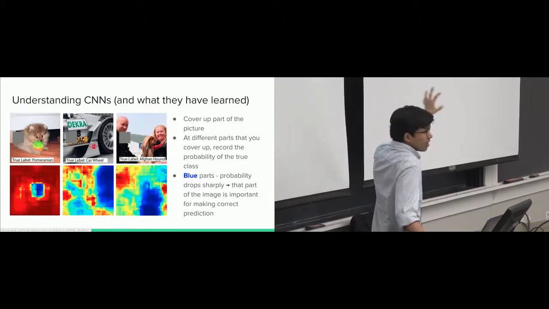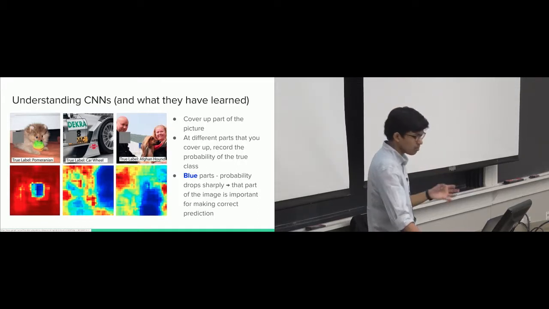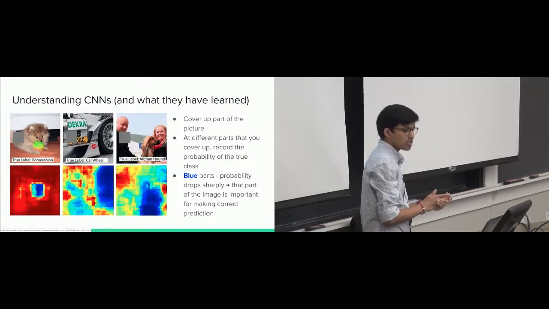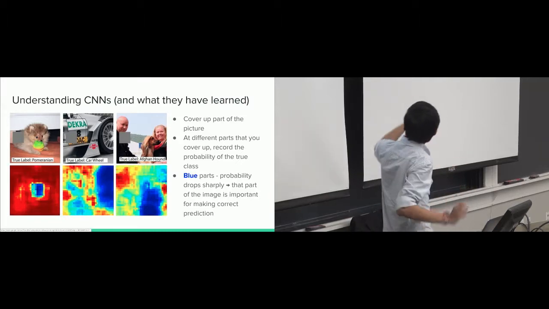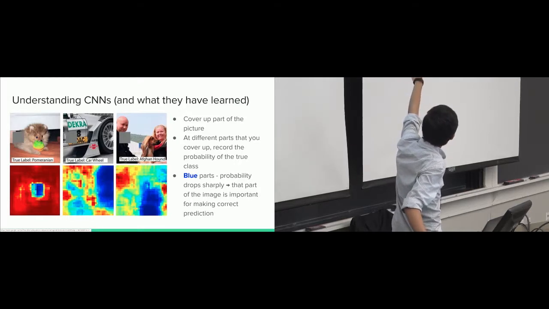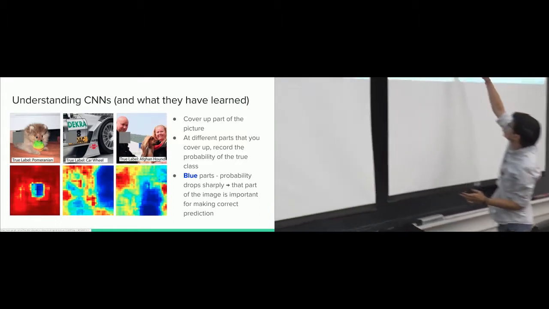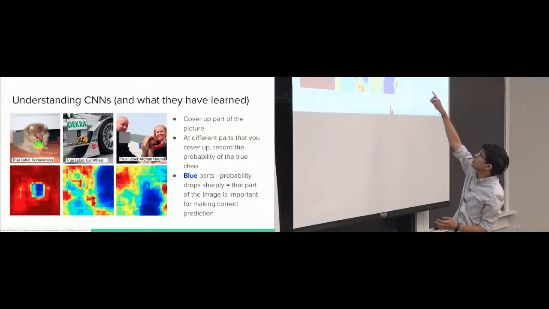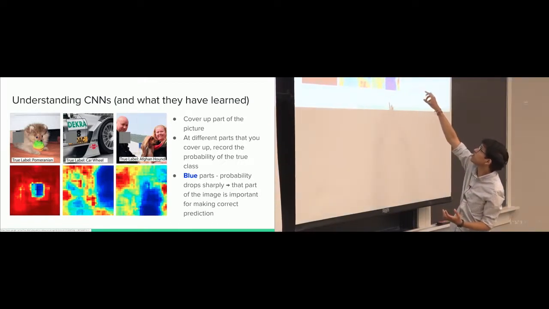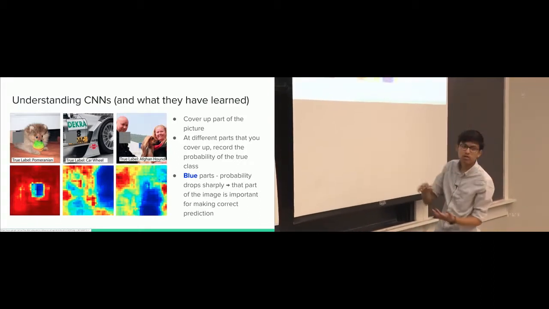So when we do that a lot, we can see this visualization where these blue parts represent that the probability drops sharply when those parts are hidden. So that part of the image is actually very important for making the prediction. Here, when it comes to predicting the Pomeranian, this part is very important. When you want to predict the car wheel, the CNN understands that this part is very important. And when the CNN wants to detect an Afghan hound, it has already understood that this part is very important, because whenever that part was covered, the probability of predicting that this image is an Afghan hound dropped sharply.